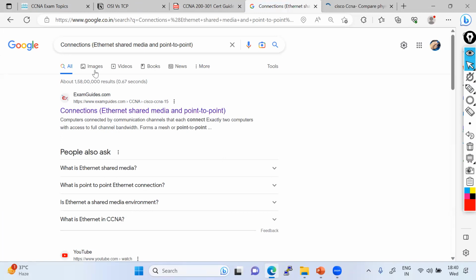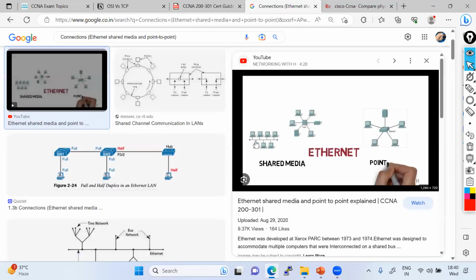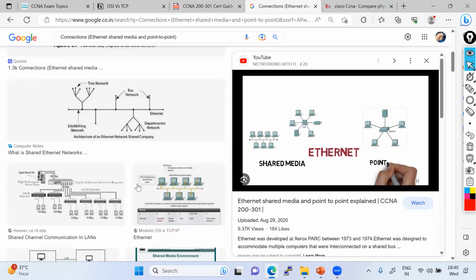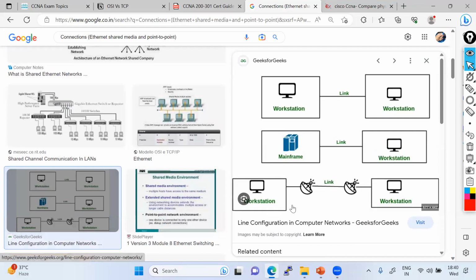Let me show you images. You can see shared media is something like your LAN cables, right? So you can see multiple computers can be connected. This is the hub, right? And point to point, one to one communication. So you can see point to point somewhere. This is the link. So this is a point to point, right? This is the point to point links.